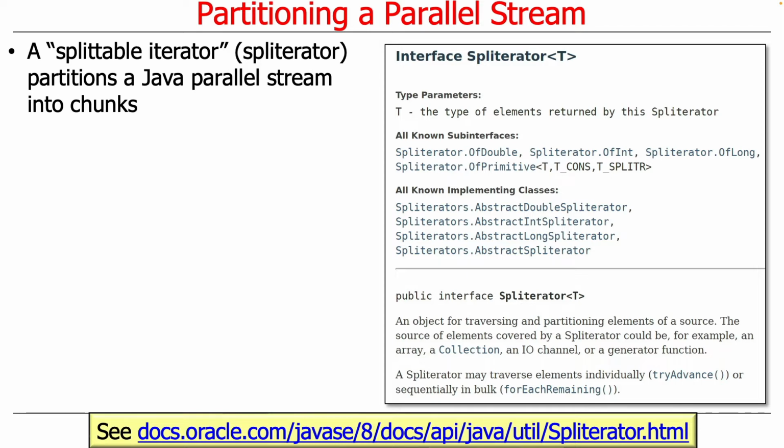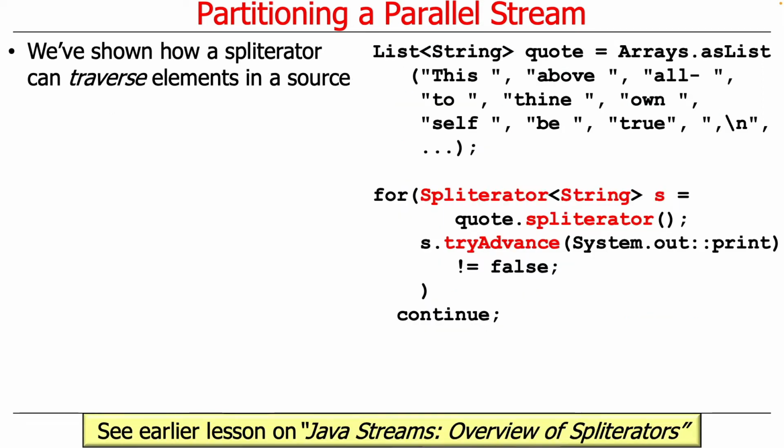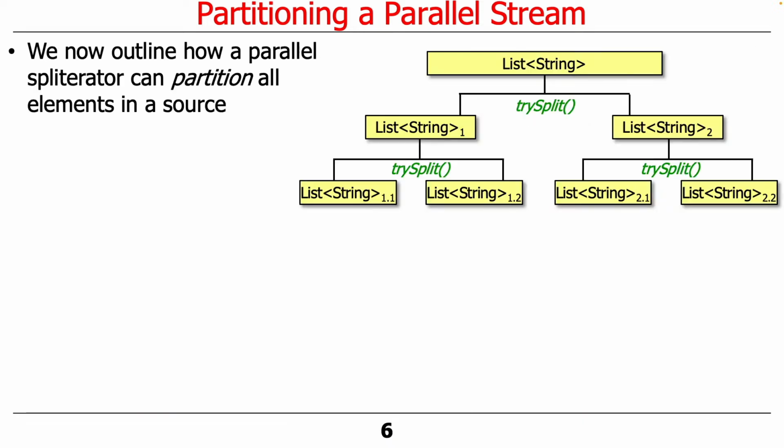We're going to focus here primarily on how parallel streams use spliterators, but we have to briefly reiterate how streams in general, sequential streams and parallel streams, use spliterators as well. Earlier we discussed how spliterators can be used to traverse the elements in some source. That's done by calling the spliterator factory method, as we see here, and then the tryAdvance method. And tryAdvance is what's used to walk through each element in the source and then do something with it. We're now going to talk about how you can use another part of the spliterator interface, which is called trySplit, in order to partition all the elements in a source up into chunks.